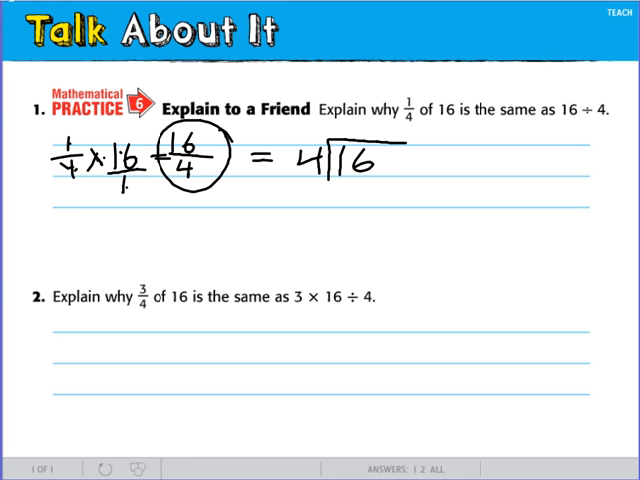Yes. But the denominator stays the same, right? No, not in multiplication. So it'd just be 16 over 16. No, well, no, it's 16 over 1, because I see what I did. 16 is over 1. So 1 times 16 is 16. 4 times 1 is 4. So in multiplication and division, you don't need a common denominator. The denominators change. Okay. So explain why 3/4 of 16 is the same as 3 times 16 divided by 4.